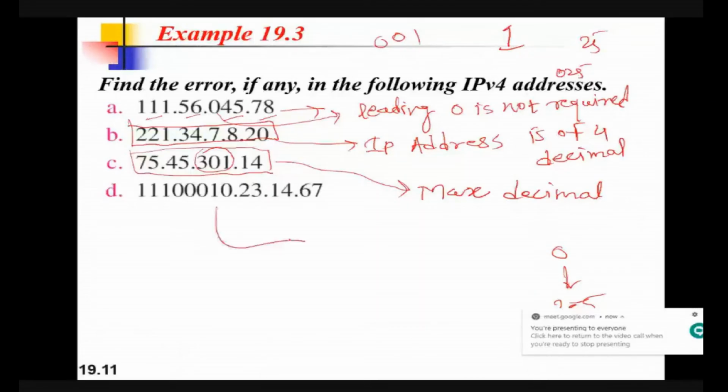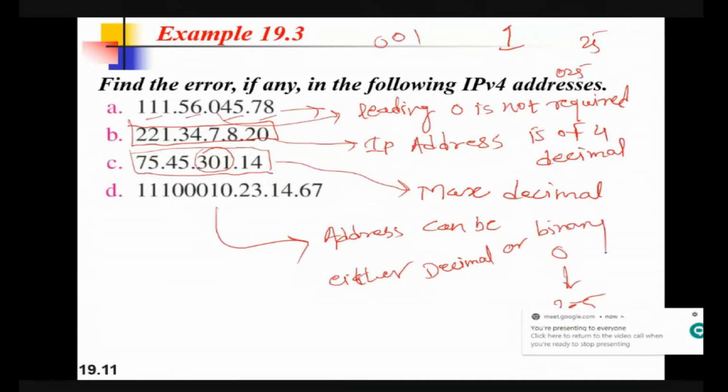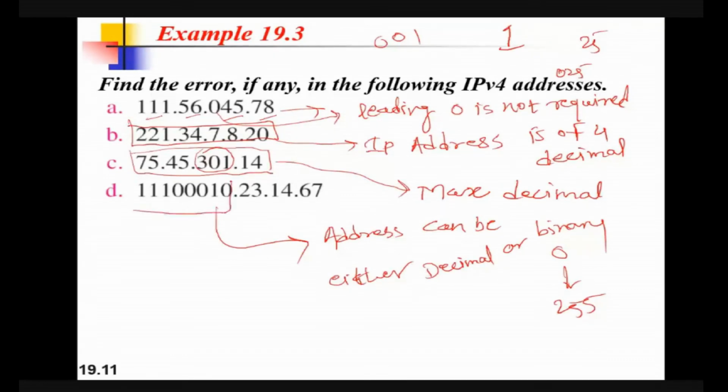Okay, now the last address. Here the error is that an address can be represented either as a decimal or a binary number. You can't make a mixture of decimal and binary to represent the address. So here is a mixture. The first octet is given as binary, and the remaining octets are given as decimal. This is a mixture of binary and decimal, so that is the error in this representation of the address.